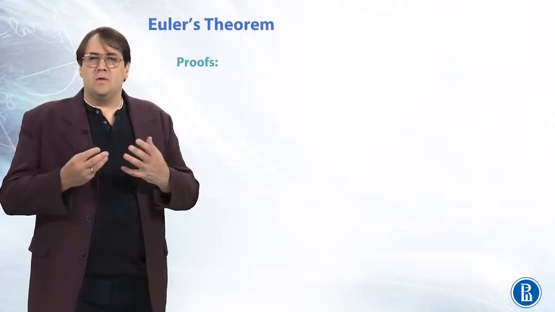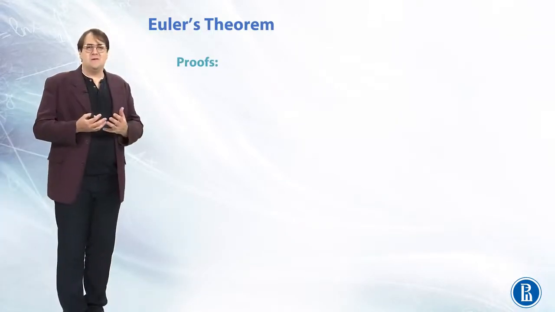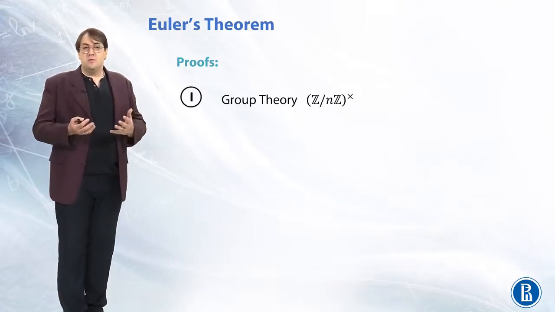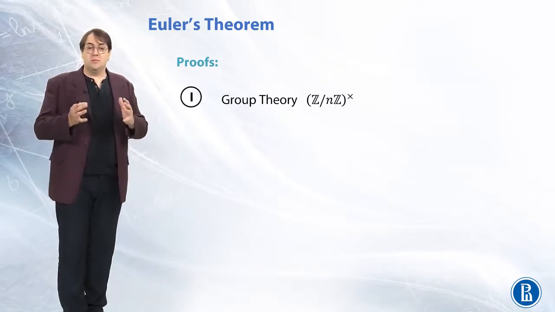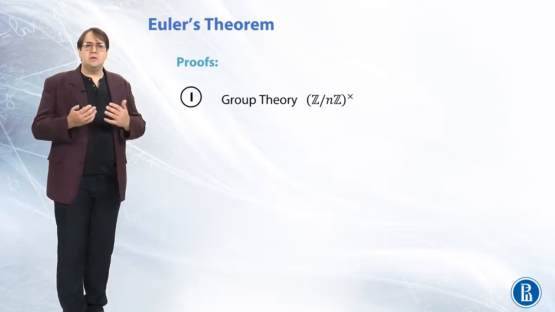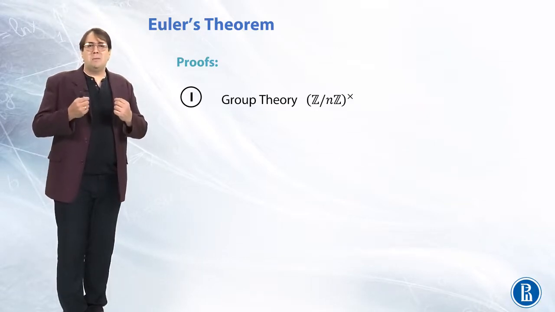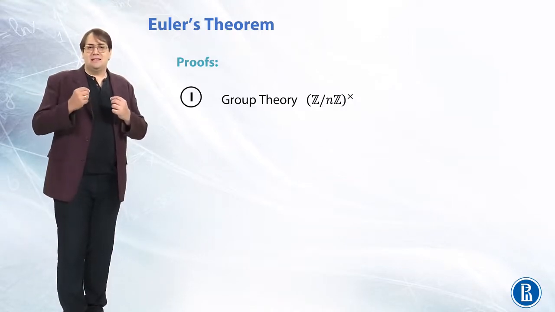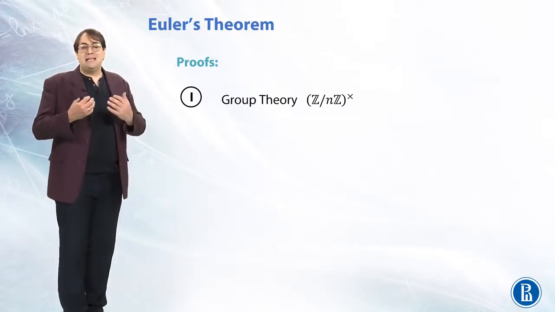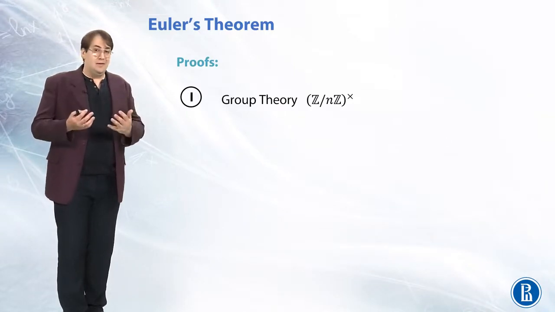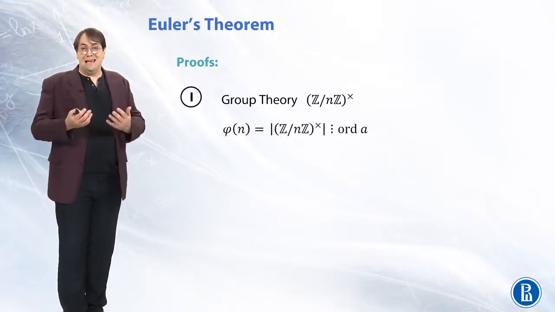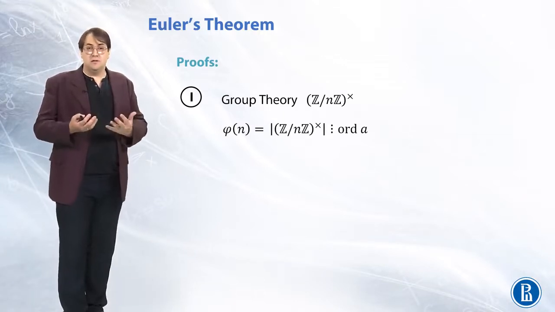What are possible proofs of Euler's theorem? Well, we have the first proof that involves group theory. And in order to conduct this proof, we consider a group of remainders modulo n, but not all remainders, only those that are mutually prime with n. We denote this group by using the sign of multiplication. So it's a multiplicative group of remainders modulo n. And this group, of course, consists of exactly phi of n elements. So phi of n is the order of this group.